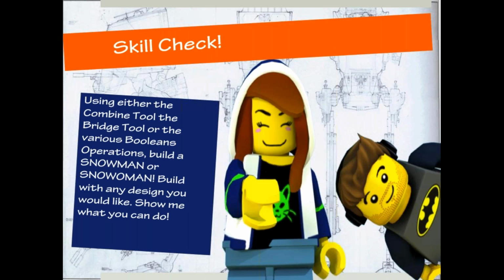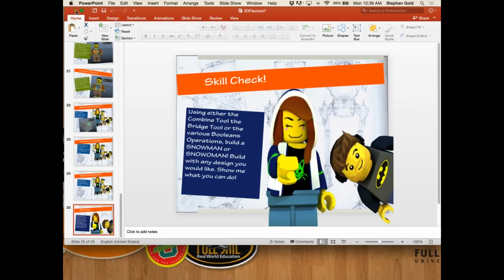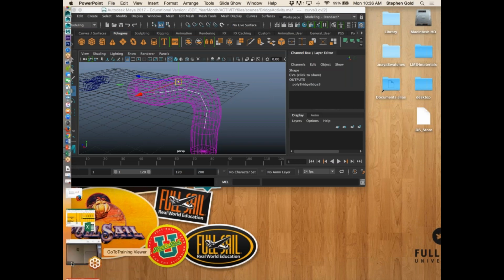And what I'm looking for in terms of your snowman or snow woman is good edge flow. So regardless of the tool you use, I want to see nice edge flow. But you can use any one you want. Now, I have for you an example guide that I can show you.